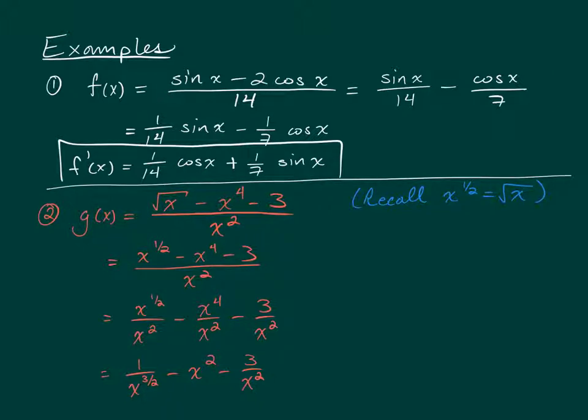So what we will do is we will rewrite this function with x in the numerator. So if you want to push an x from the denominator up into the numerator, you will simply make the exponent negative. So here we go. This is minus x squared minus 3x to the negative 2 power. All right. Now we can use power rule.